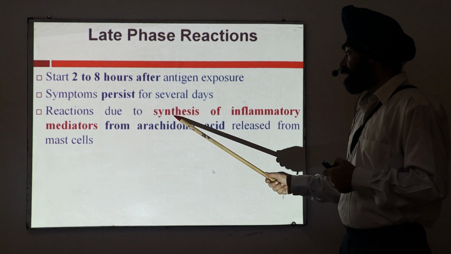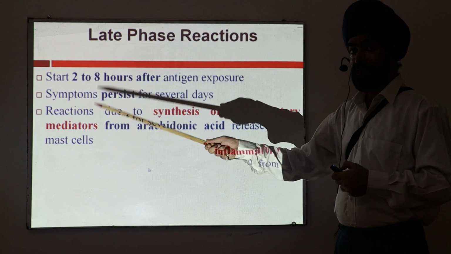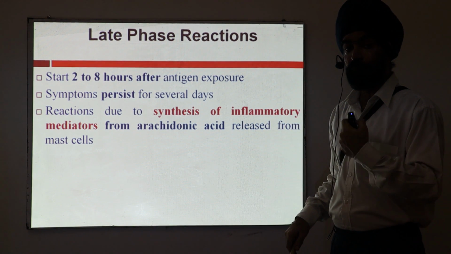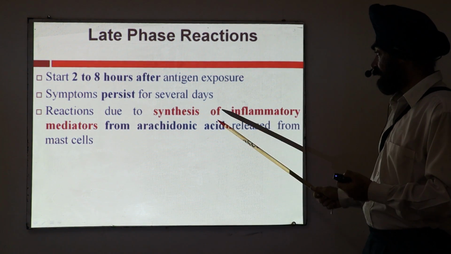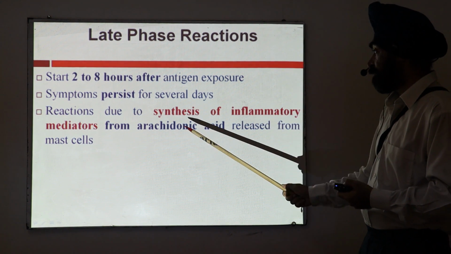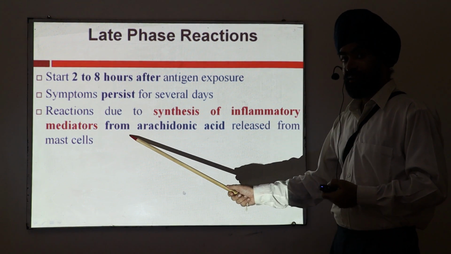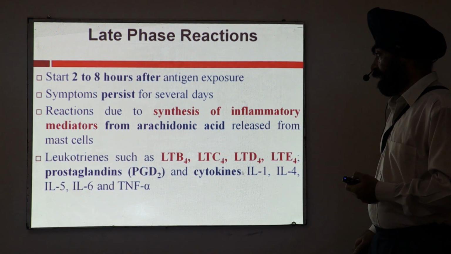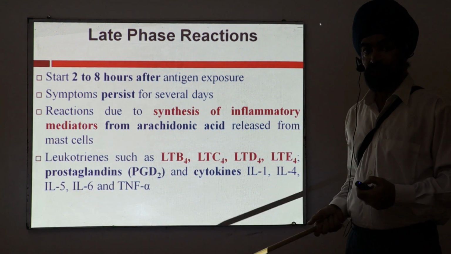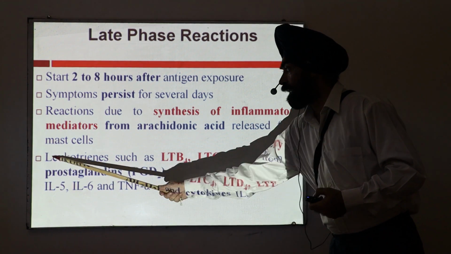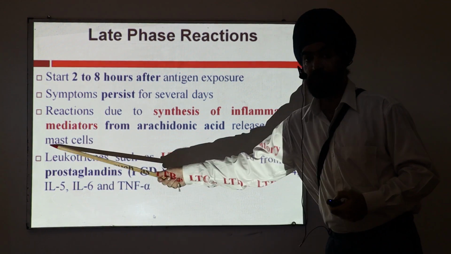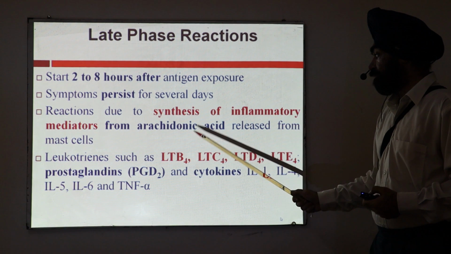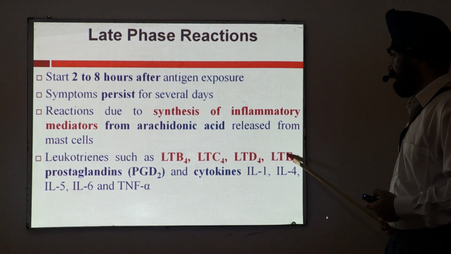So now there is the synthesis of inflammatory mediators. In the previous one it was the release of mediators. Here is a synthesis of inflammatory mediators from the mast cells. What is the source? Arachidonic acid, which is released from the mast cells. So it produces a number of mediators. The most important are the leukotrienes. Examples of leukotrienes: LTB4, C4, D4, and E4.